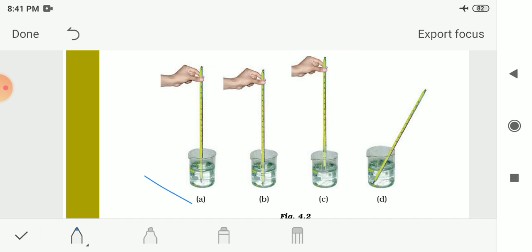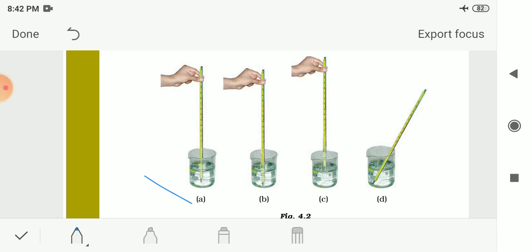Why? Because for accurate measurement we had seen what precautions we should follow. For accurate measurement of temperature, a laboratory thermometer must be kept upright, not tilted. So in option D, it's tilted. And the bulb should be completely surrounded by the substance of which the temperature is to be measured, and also the bulb should not touch the surface of the container.